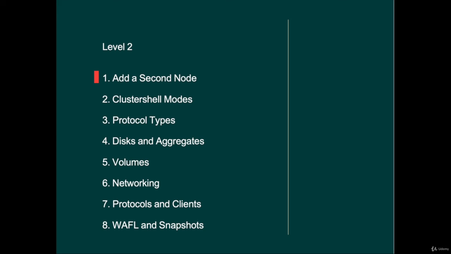We'll have a closer look at the different shells that NetApp offers and the modes of the cluster shell. There's a number of protocols that clients can use to store their data. And we think of NFS, CIFS or SMB, Fibre Channel over Ethernet, and iSCSI. Aggregates, volumes, and networking will be visited for a second time, but now more advanced. And after we are up to speed, we will configure 3 protocols at the cluster side as well as at the client side. And the last module is on WAFL and snapshots.